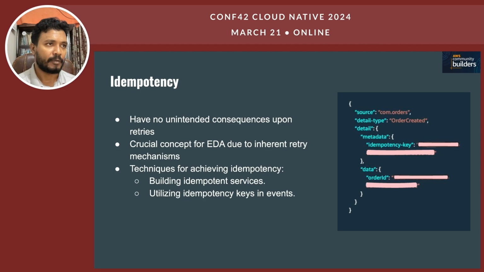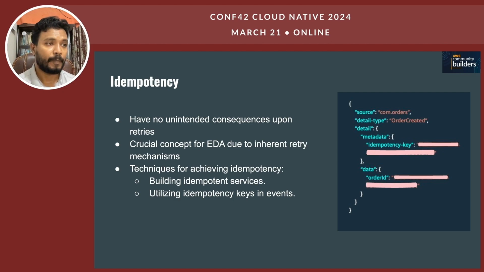Idempotency is a crucial part. Imagine pushing a button and the action happens exactly once, even if you push it multiple times. That's the essence of idempotency: ensuring an operation produces the same outcome after the first successful execution, regardless of retries. So why is idempotency important here? This property becomes especially important in event-driven architecture when dealing with retries, a common practice for handling potential failures.